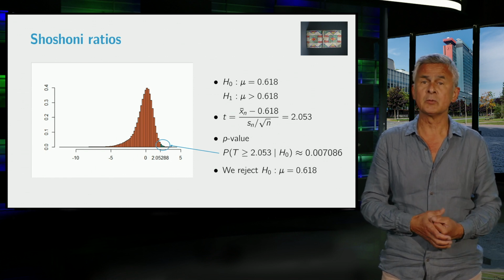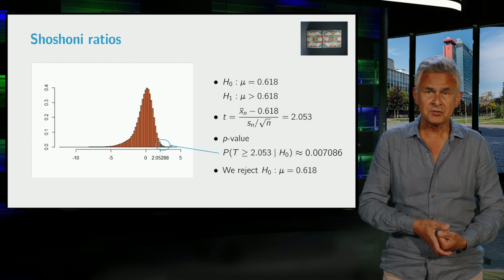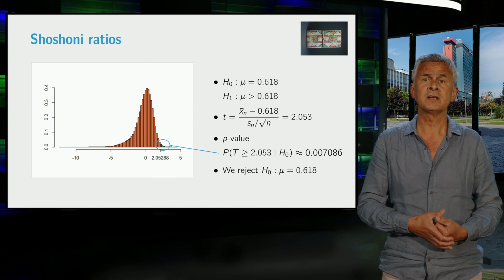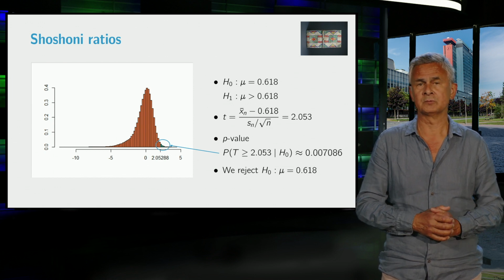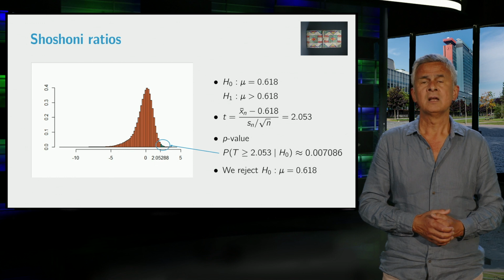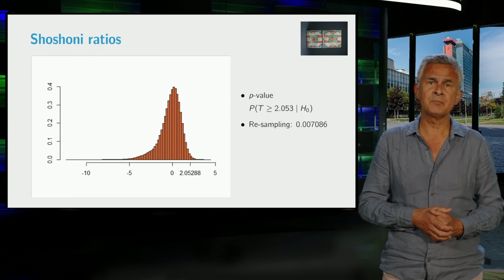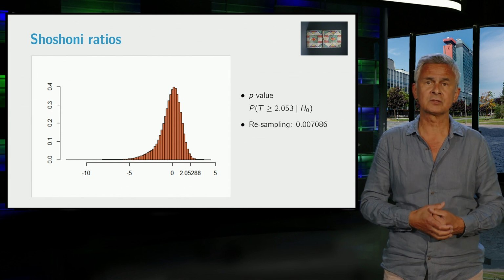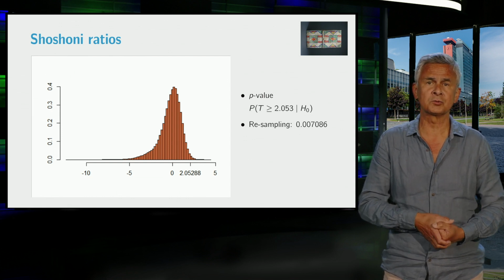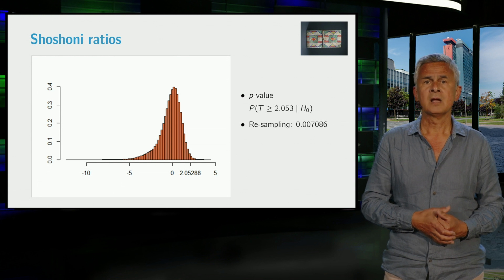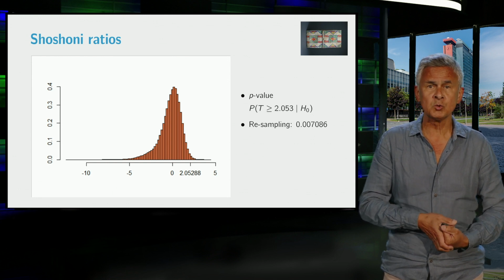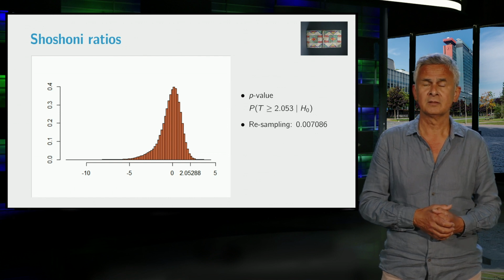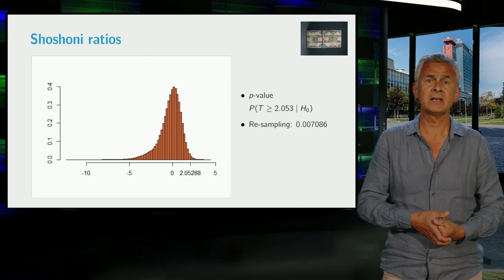Now this p-value is so small that we can reject the null hypothesis and conclude that the Shoshone height-width ratio is greater than the golden ratio. Now of course, the histogram that we obtained as a result of the resampling scheme is an approximation of the true density of the studentized mean. Now recall that if we would have assumed that the Shoshone ratios are normally distributed, then the studentized mean would have a t-distribution.